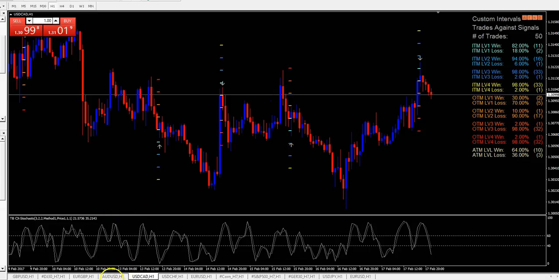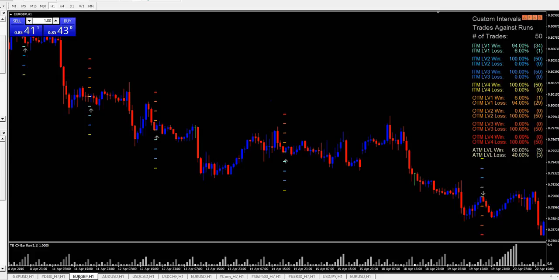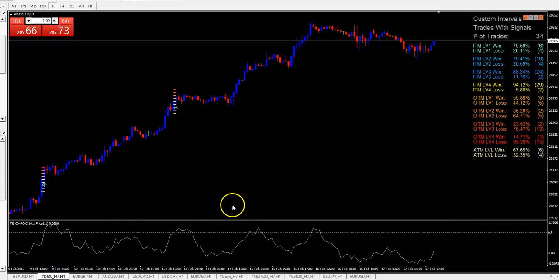64% on the USD CAD. 60% on Australia US dollar. But guess what? You don't have to stick to these. You can create your own signals and try to get that win rate up if you want to do that. 60% there on the Euro Pound. And we went over the Wall Street 30. Okay.